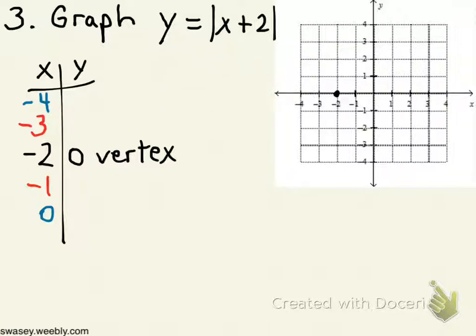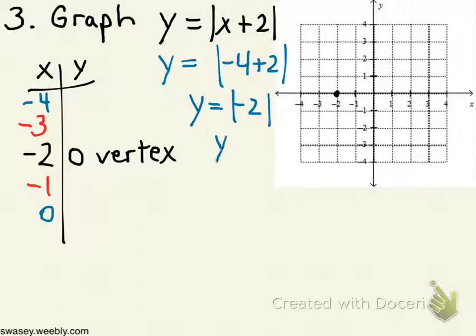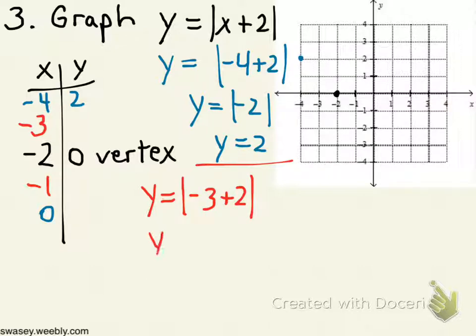Now let's substitute these values in. So replace x with -4. We have y equals. This time you're adding 2, and then you'll take the absolute value. -4 plus 2 is -2. Absolute value of -2 gives us +2. So we have a point at -4, 2. Putting in -3, y equals absolute value of -3 plus 2. Add 2 and then take the absolute value. -3 plus 2 is -1. Absolute value -1 is +1. So we have a point at -3, 1.